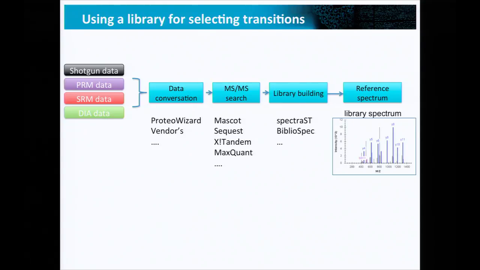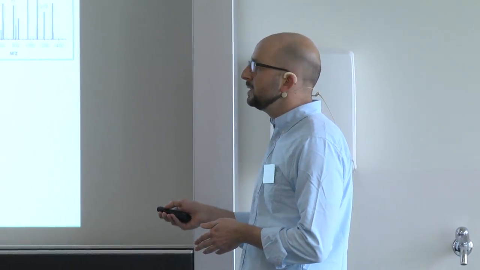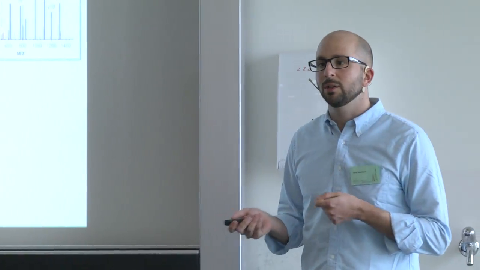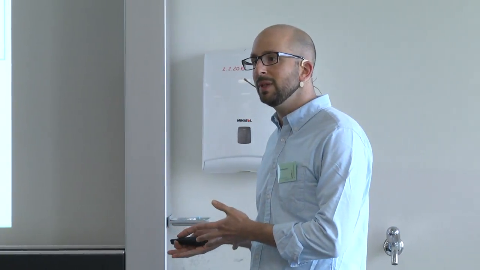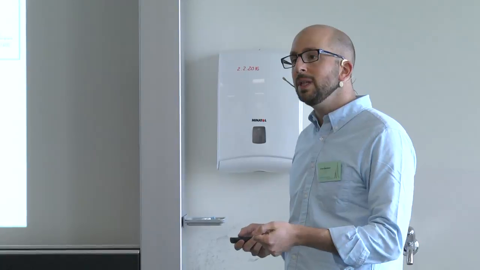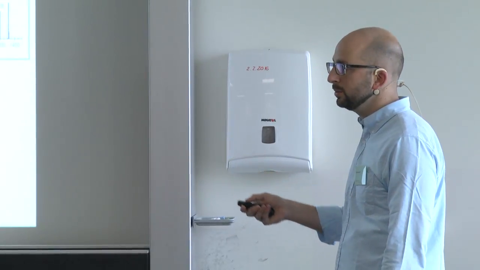So basically, this part of building a library and using reference spectra is the part that you can do in Skyline. Whereas this part, searching, data conversion, etc., is done up until that point. You can look on the Skyline website which of the search engines and conversion tools are compatible with Skyline such that you can implement them. And what you do in tutorial 3 is basically to try and go through this workflow.